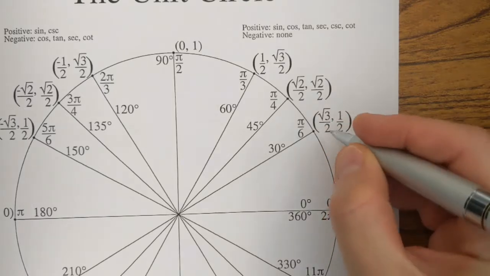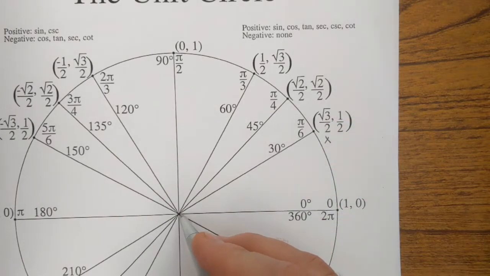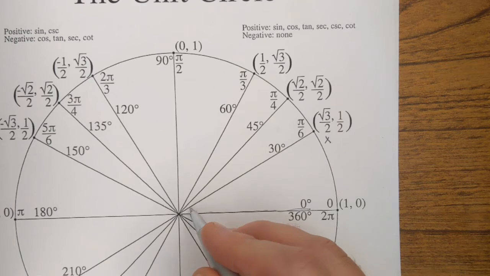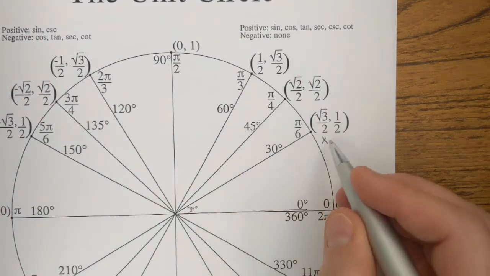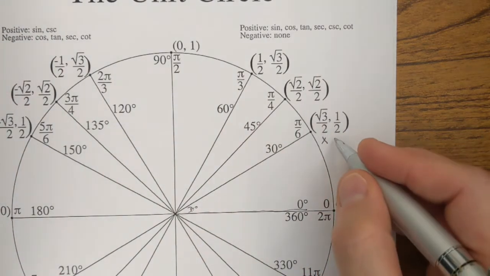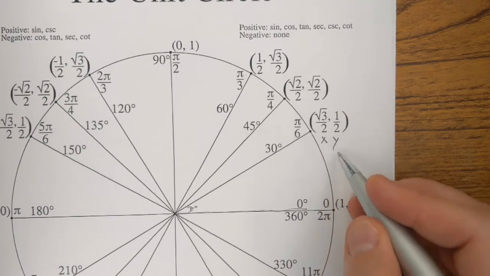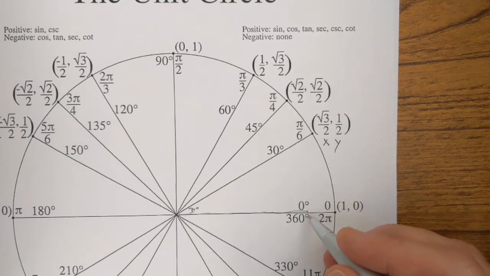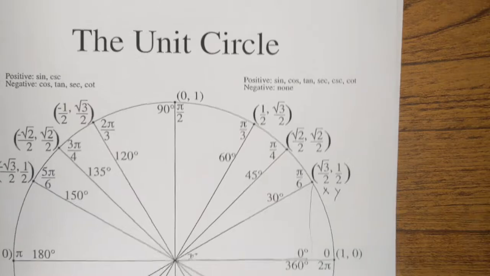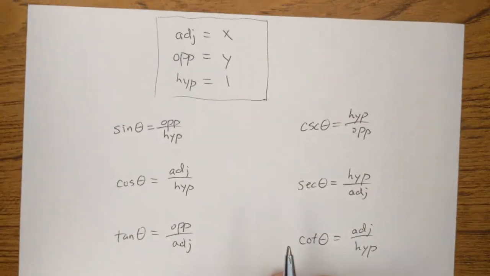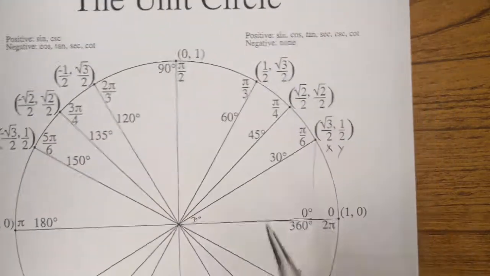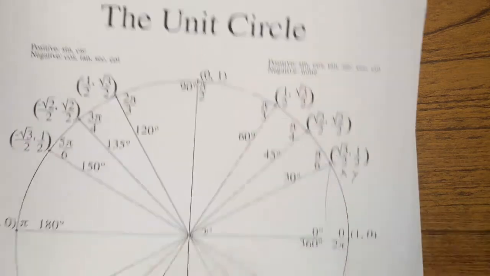Anytime you see this x-coordinate, that represents the leg that's adjacent to the 30-degree angle. Okay, so always think of x as adjacent. Likewise, anytime we see a y-coordinate, we can think of that as the length of the opposite leg of that triangle. And of course with the unit circle, the hypotenuse is always equal to 1.